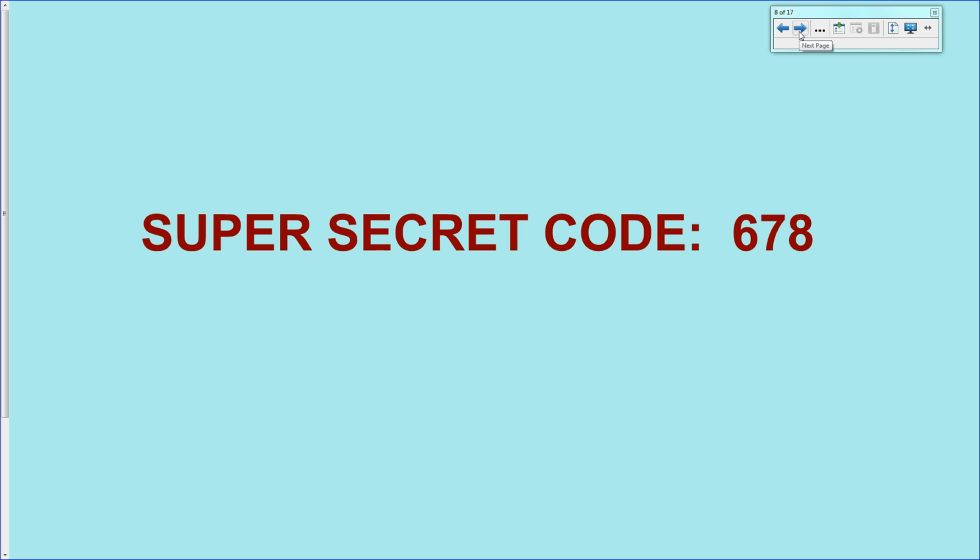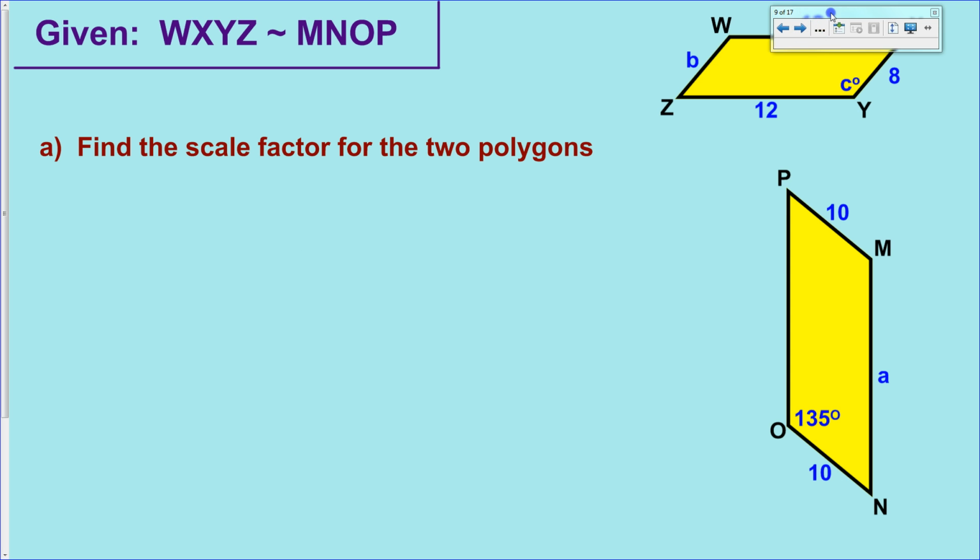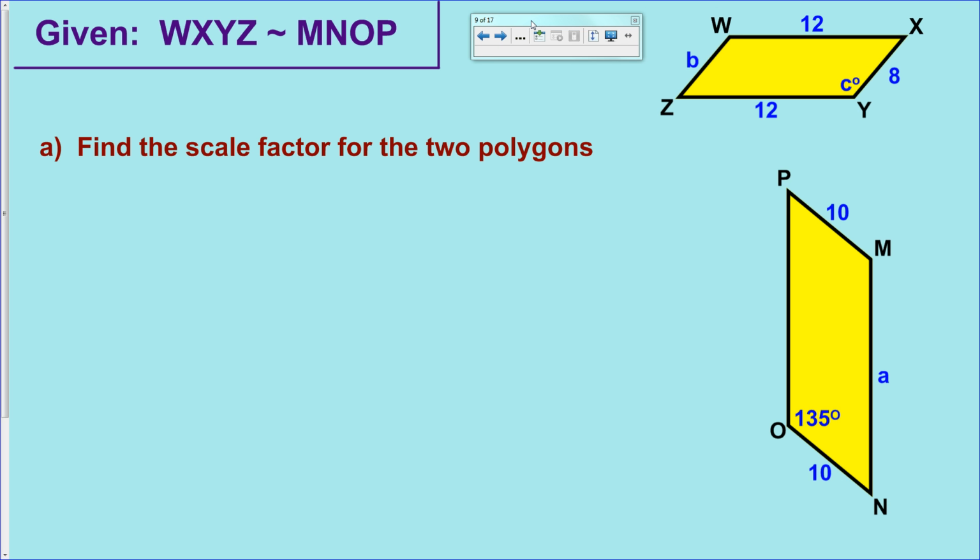Well, here's our super secret code for the day. And our one and only example is right next. Now, this is a two-part problem.